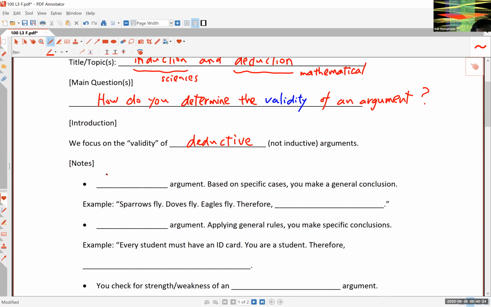So what do I mean by inductive and deductive argument? First we have a typical way we come up with our conclusion. That's called an inductive argument. Based on specific cases, you make a general conclusion. So the key here is to go from specific cases to general. This is called generalization. Have you heard of that? Yes, of course. This is how we, as humans, or maybe even animals, come up with conclusions.